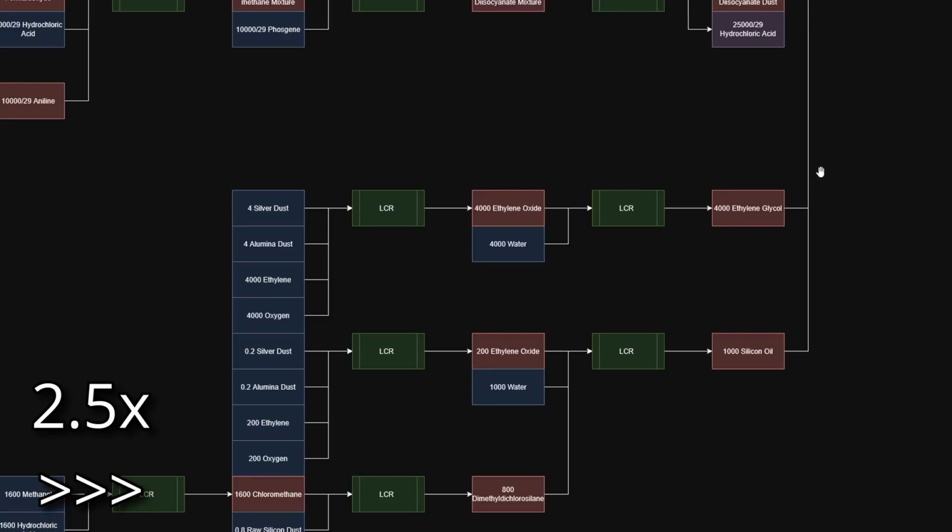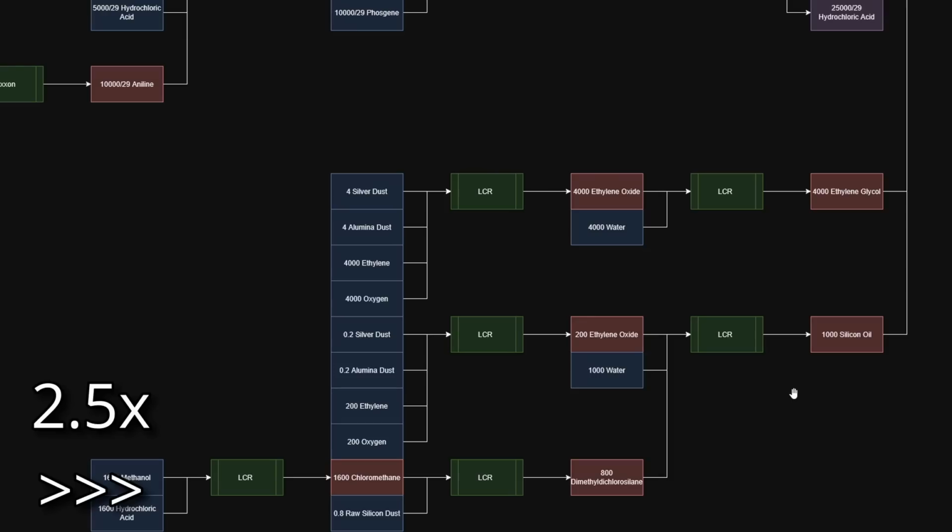Ethylene glycol is made from ethylene oxide and water, and ethylene oxide is made from silver, alumina, ethylene, and oxygen. Silicon oil is made from ethylene oxide and water as well, but you also add dimethyl dichlorosilane. Like I said before, ethylene oxide comes from silver, alumina, ethylene, and oxygen, and finally the dimethyl dichlorosilane comes from chloromethane and raw silicon dust, and chloromethane comes from methanol and hydrochloric acid.